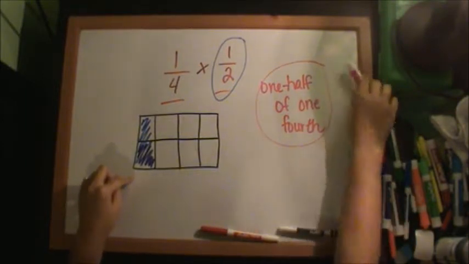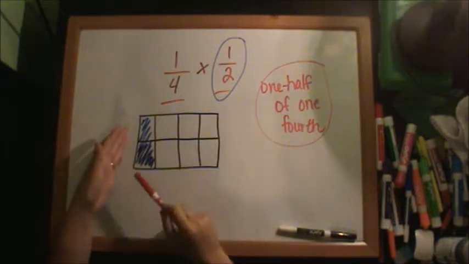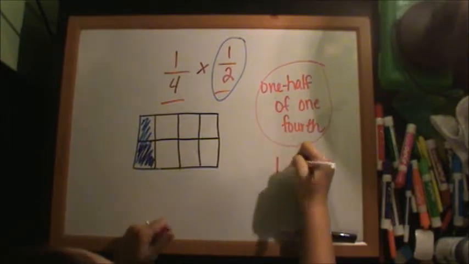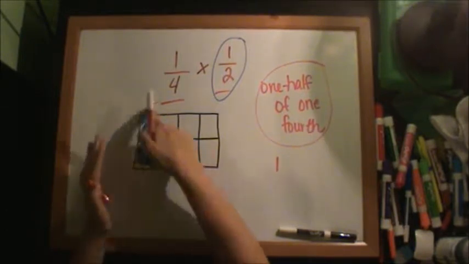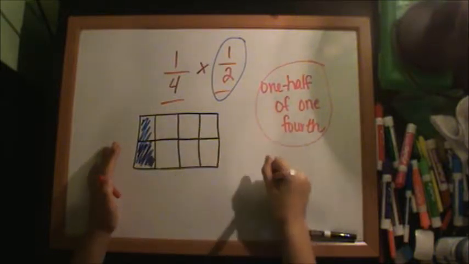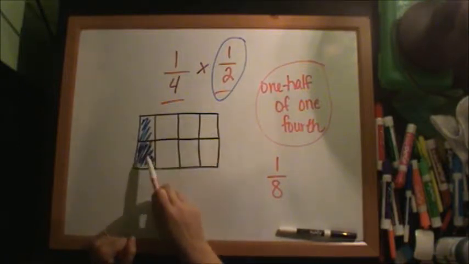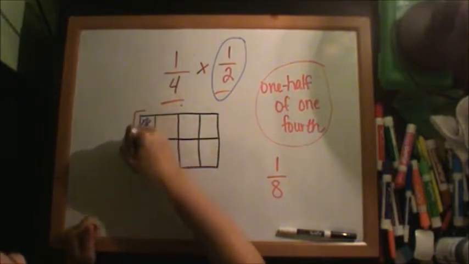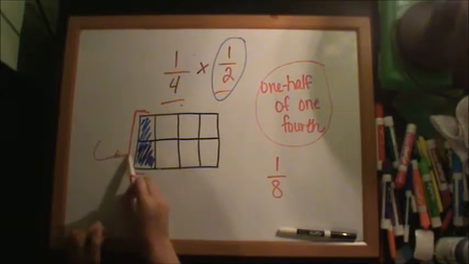So now we look at it and say, okay, so what is 1/2 of that fourth? And we can see that it is one piece. And what is our new whole? We can't say it's 1/4 because our box is no longer cut into just fourths. Our box is now cut into eighths. So only one piece out of the eighth is worth 1/2 of the fourth. Does that make sense? This was our whole fourth, and we divided it into half.